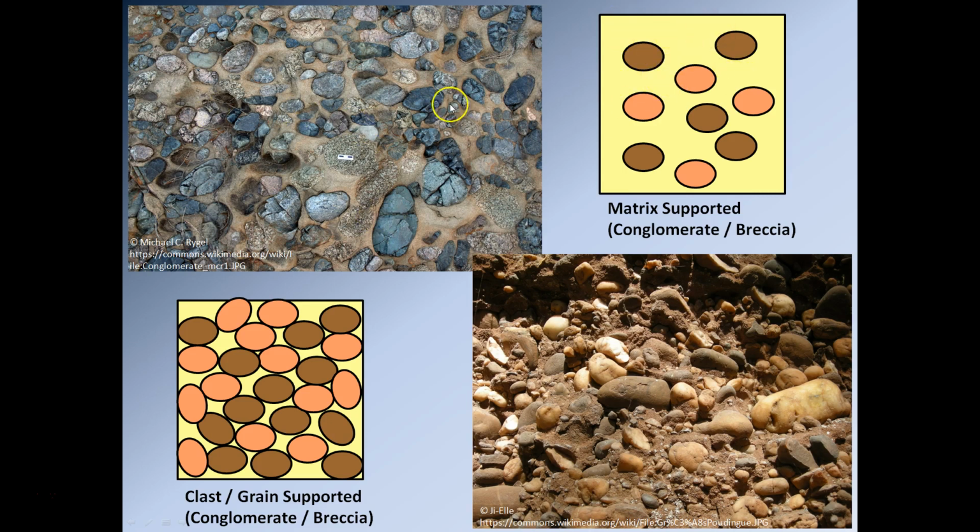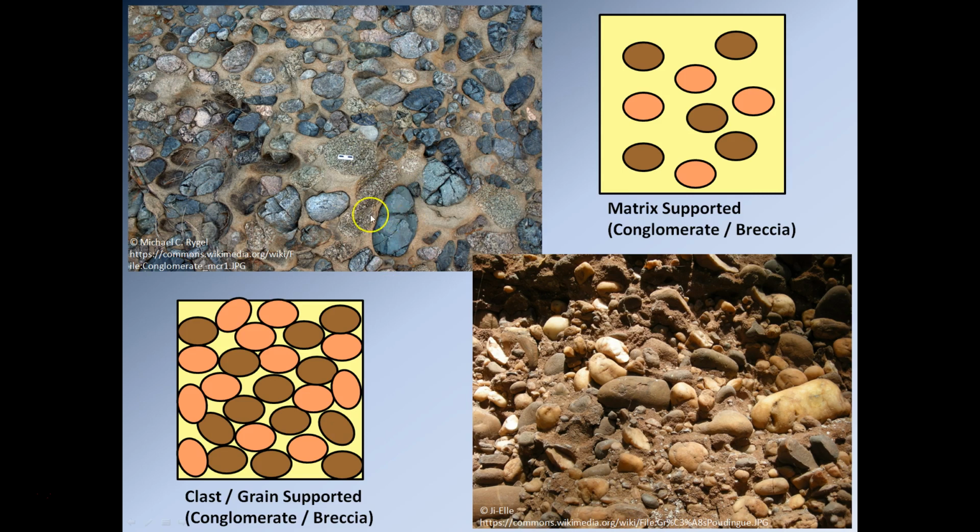You can see this particular rock here has rounded clasts, so obviously it's going to be a conglomerate, but you can see lots of clasts that are separated by the matrix, so they're not in direct contact with one another. So this is going to be classified as a matrix-supported conglomerate. In contrast, when we look at this rock here, we can see the vast majority of these clasts are in direct contact with one another. This is going to be a clast-supported conglomerate.